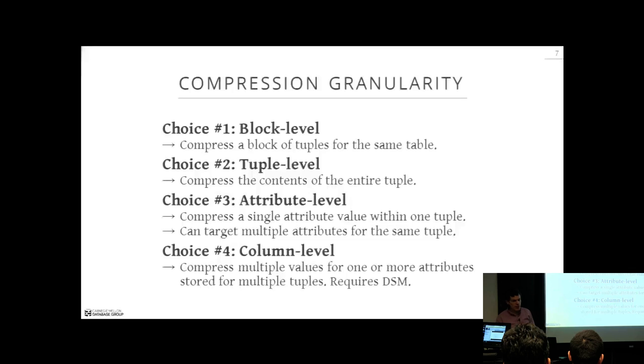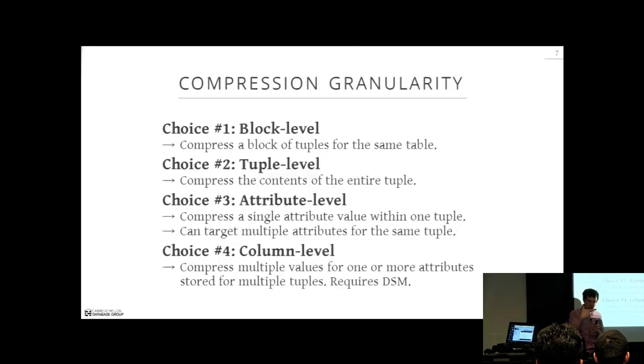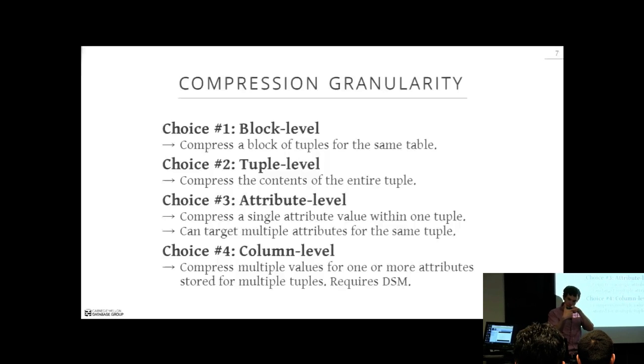So column level would be like... attribute level would be take one tuple, take one actual attribute, and compress it. So Postgres does this. If you have a varchar that doesn't fit in line, they can store it in this thing called TOAST, or this TOAST storage, and that can be compressed using naive compression, right? Column level is like taking all the values within a single column, right?